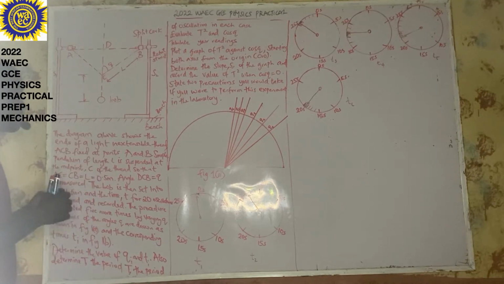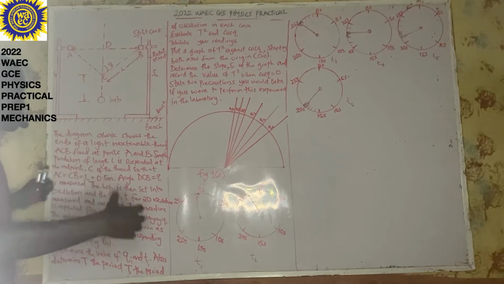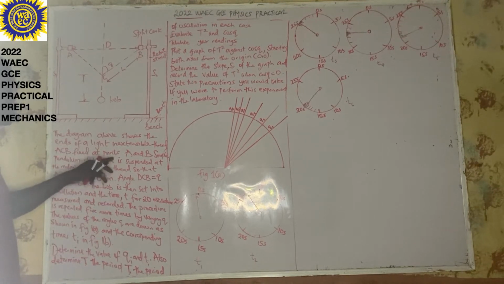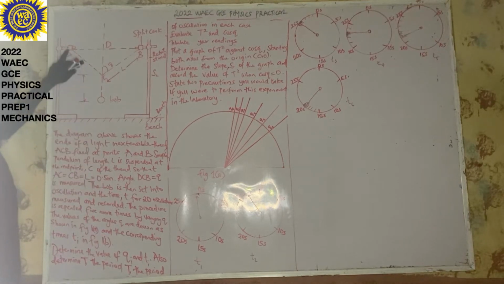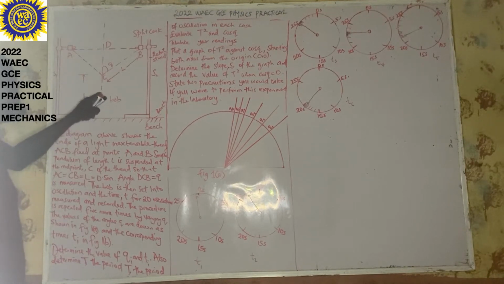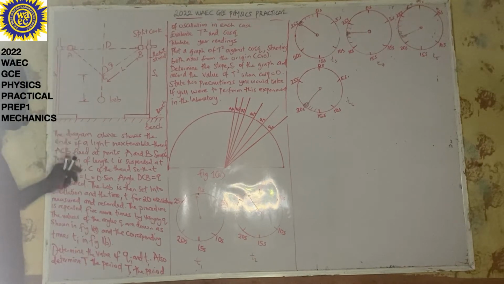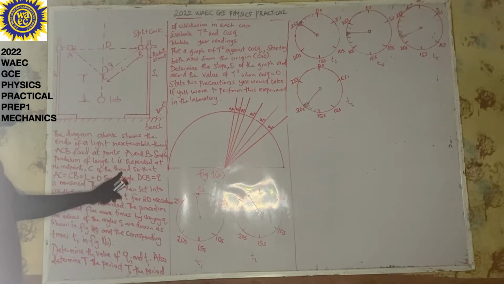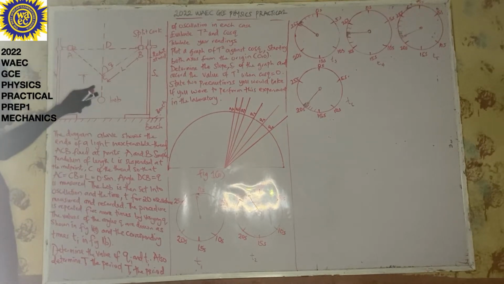inextensible thread, that is a thread that is not extendable, that is not elastic. Then the thread is labeled ACB, fixed at points A and B. A simple pendulum of length L is suspended at the middle point C of the thread AB, and that point of intersection is labeled D. So necessarily the pendulum is at the middle point C of the thread, so that AC is equal to CB.